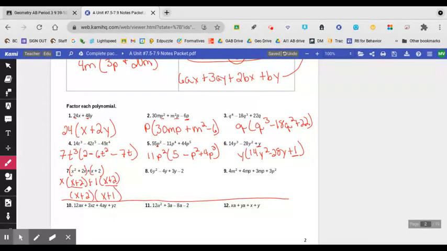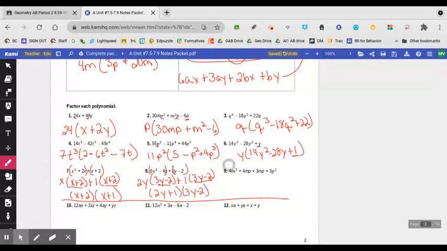Number 8, group the first two, group the last two. GCF between 6y squared minus 4y is 2y. So that gives me 3y minus 2, plus GCF between 3y and negative 2 is 1. So that's 3y minus 2. I have 3y minus 2 in both. So that's 2y plus 1 times 3y minus 2.